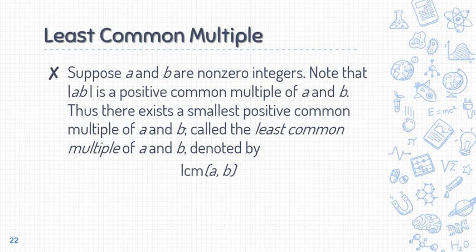suppose A and B are non-zero integers. Note that A and B, the absolute value of A times B is a positive common multiple of A and B. Thus, there exists a smallest positive common multiple of A and B called the least common multiple of A and B, denoted by LCM of A and B. So, this common multiple just means that, unsa man, it is the pinakagamay nga number na pwede na to ma-times kang A o kang B.